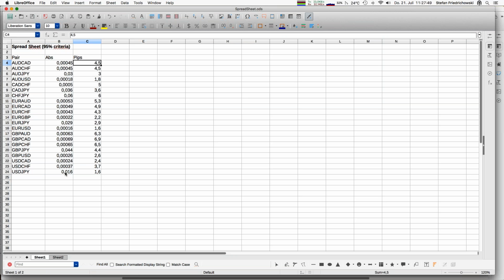So I use rather huge values for spreads, and the simple reason is, I don't want to lie to myself.